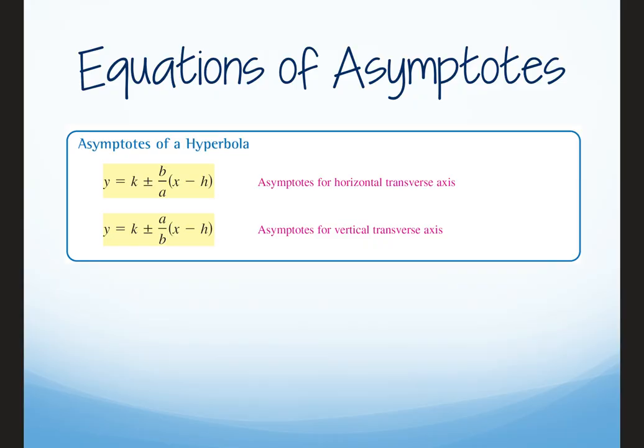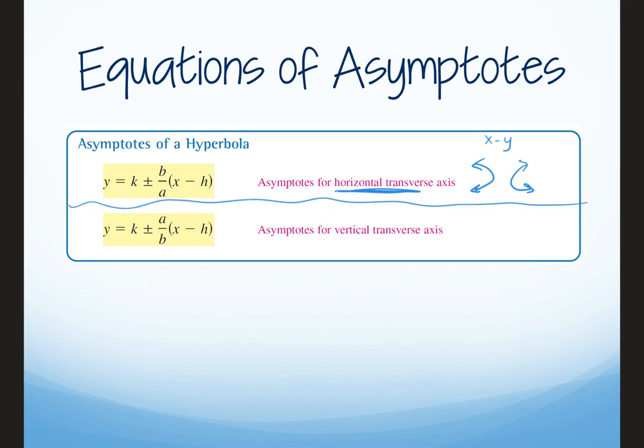The equations of those asymptotes can be found using these. If it's a horizontal hyperbola, meaning the x would come first and it would point to the left and the right, then it is y equals k plus and minus b over a times x minus h. And if it is vertical, meaning that my branches point up or down, this would be a y squared minus x squared. Then what changes is the b over a becomes a over b. It's the only thing that's different. They are both y equals k plus and minus, and then it's either b over a or a over b times x minus h.